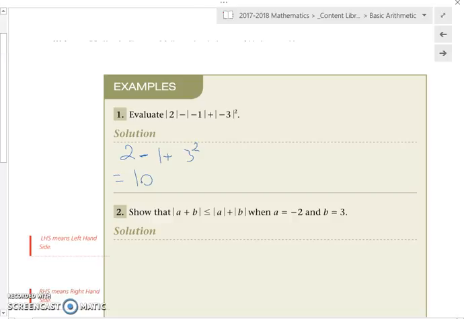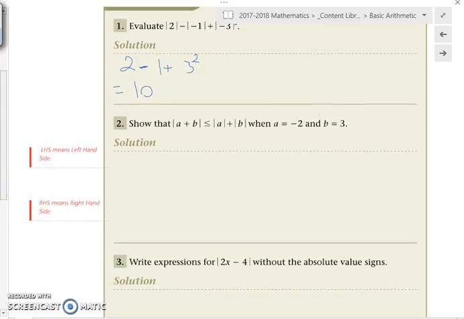It's not actually a bracket, it's an absolute value, so you've got to do the absolute value first. 2 minus 1 is 1, plus 3 squared, which is 9. Okay, there we go. All right, now this next one.